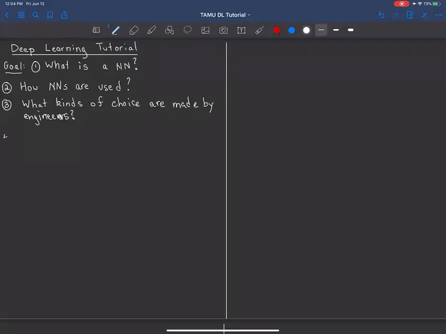And then the last thing I will conclude with is a list of the main use cases. What are the practical areas that neural networks are used for? And what are the big failure modes or challenges to using neural networks? Okay, so these are my 4 goals essentially. All right, so let me start with part number 1.